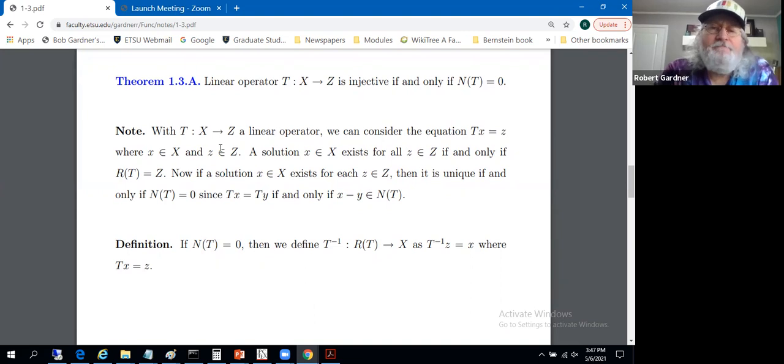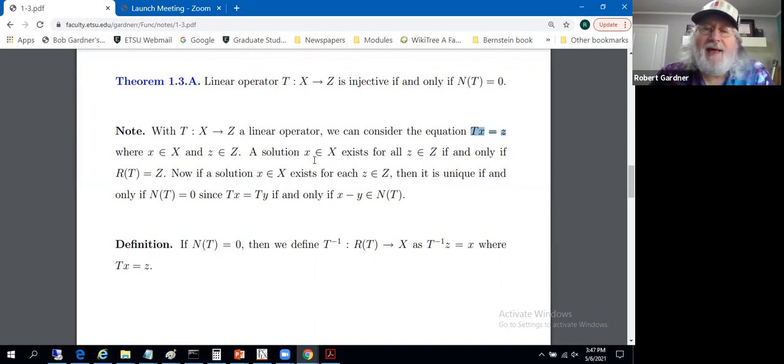let's consider, we're working our way into defining an inverse transformation here. Let's consider kind of an equation. Suppose T maps X to Z, linear spaces, is a linear operator. Consider the equation T of X equals Z. X and Z from the obvious places. Does that have a solution?